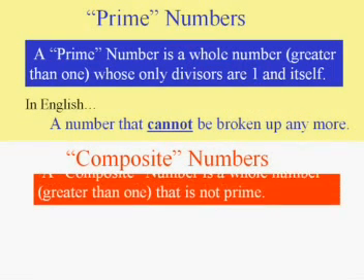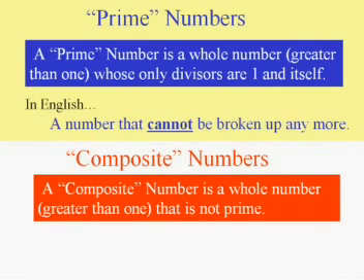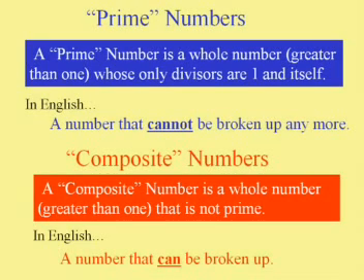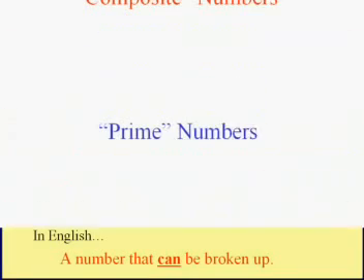Composite numbers, don't get confused: a composite number is a whole number greater than 1 that is not prime. In other words, it can be broken up. So they're opposites. Prime numbers cannot be broken up. Composites can be broken up.